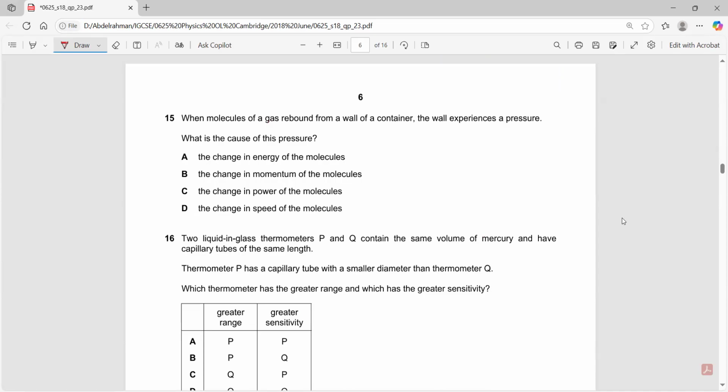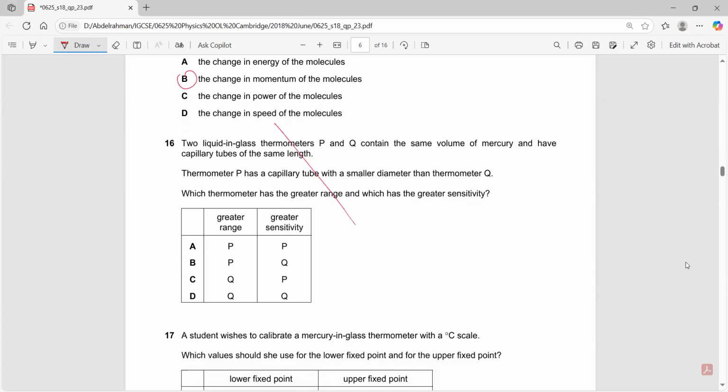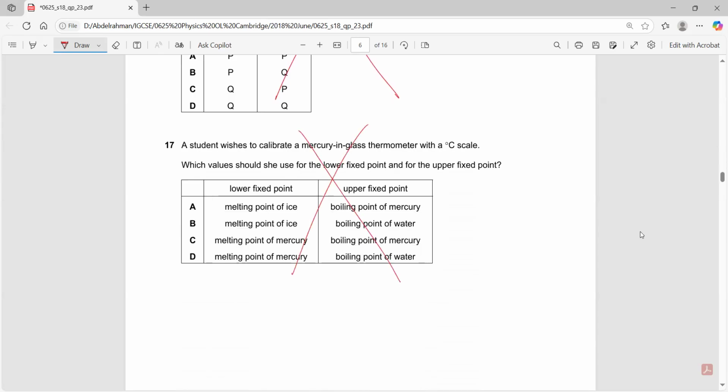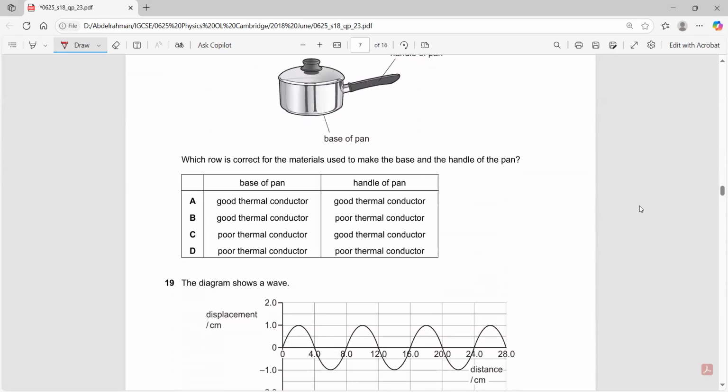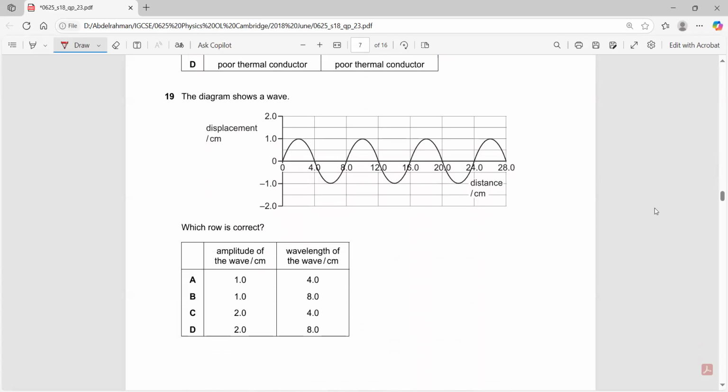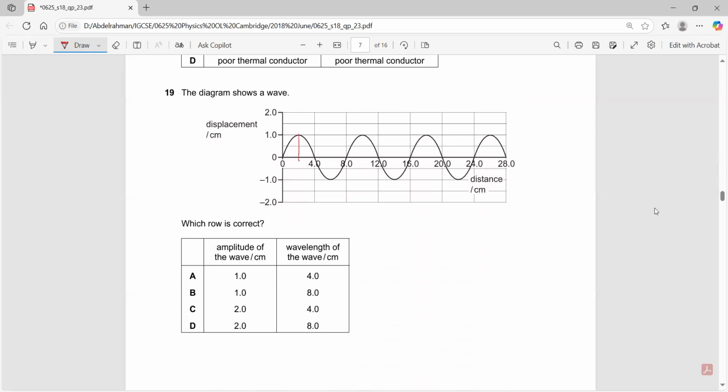When molecules of gas rebound from the wall, they experience a pressure. What is the cause of this pressure? The change in momentum. You know that as they change the momentum, they cause a force. Question 16 is cancelled. Question 17, it's also cancelled. In 18, he's asking about which row is correct for the materials used for the base and the handle of the pan. The base should be a good conductor, while the handle should be a poor conductor of thermal energy. 19, he's asking about the amplitude and the wavelength. The amplitude is 1, while the wavelength is 8.